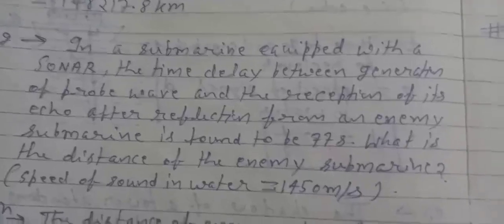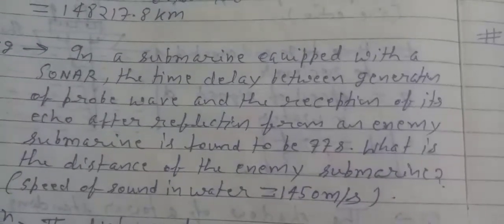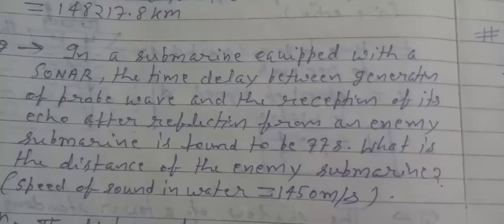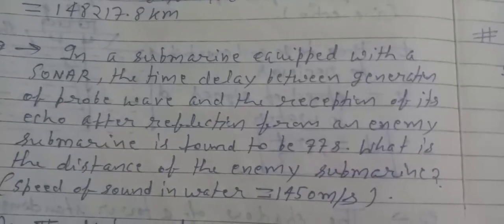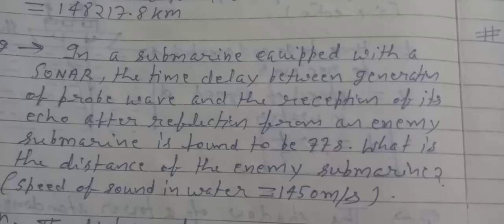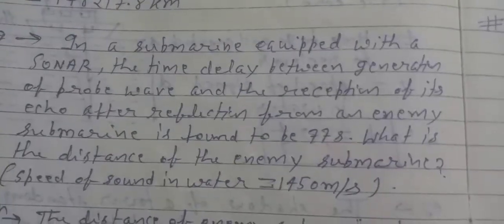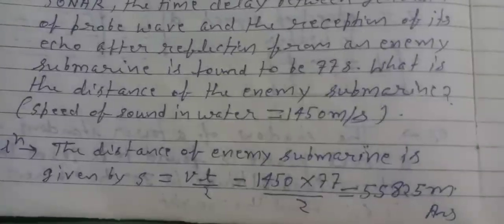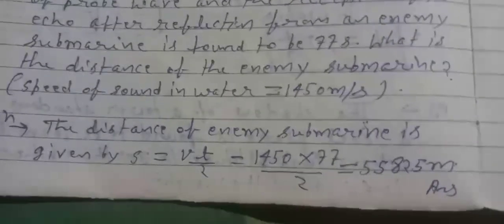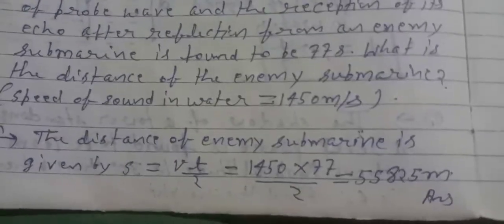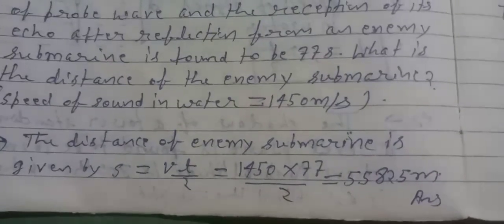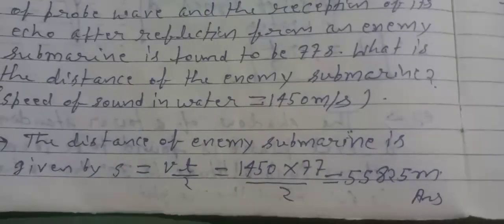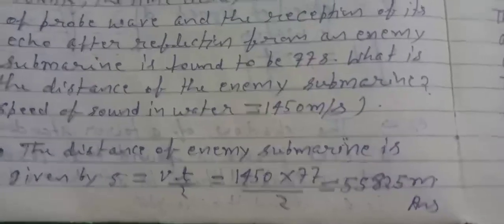Example: in a submarine equipped with a sonar, the time delay between generation of the probe wave, here meaning signal, and the reception of its echo after reflection from an enemy submarine is found to be 77 seconds. What is the distance of the enemy submarine? The speed of sound in water is 450 meters per second. The distance of the enemy submarine is given by S equals V into T by 2. Using all values we get 55,825 meters. Answer.